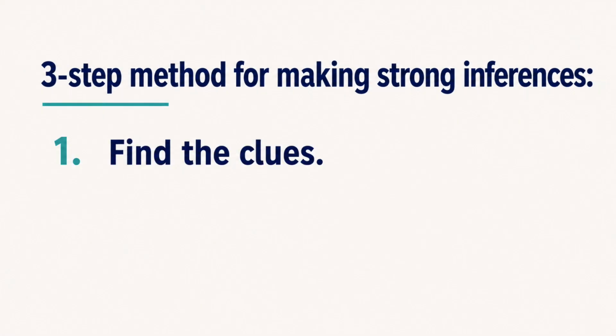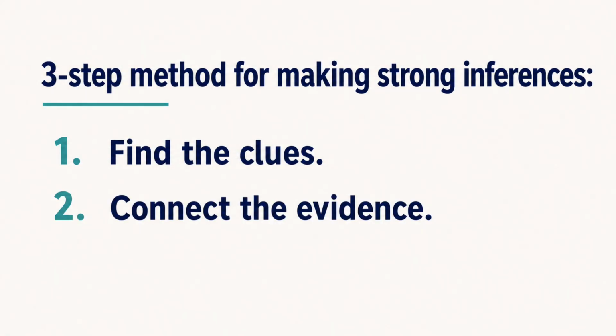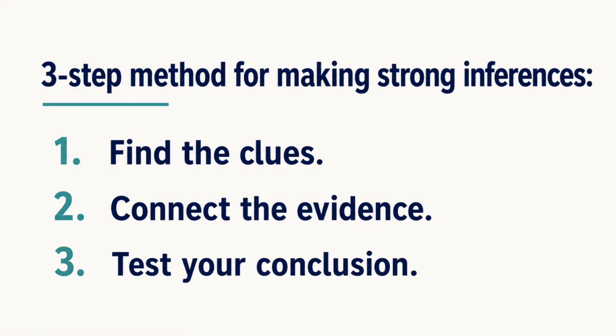Step 1, find the clues, which is look for the words, details, examples, transitions, and repeated ideas that the author gives you. Step 2, connect the evidence. Ask how the clues work together and what larger meaning they suggest. And step 3, test your conclusion. Make sure your inference is supported by the paragraph and does not go beyond the evidence.